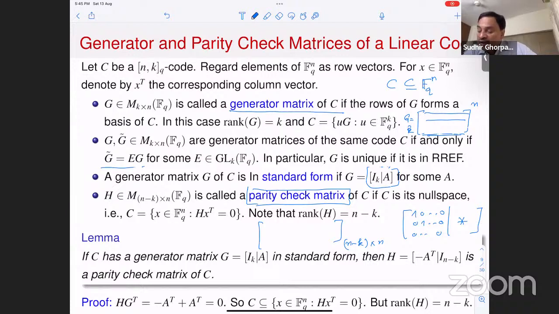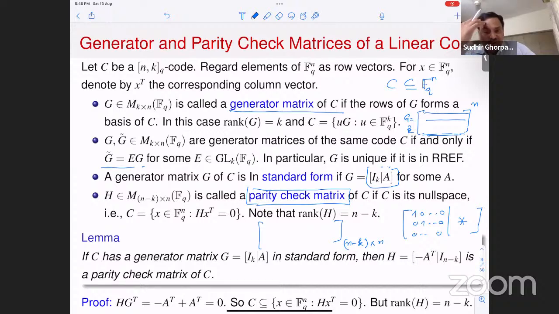So it means that the code consists of those vectors of length n, so that I change that row vector to a column vector, multiply on the left by this n minus k cross n matrix, I get a 0 vector. Okay. So this is a matrix whose rank is n minus k. That's called parity check matrix. And the terminology is traditional, because when you are over binary field F2, saying something is 0 is really asking whether that thing is even or odd. So you're determining the parity, you're checking the parity. So parity check matrix. Okay.